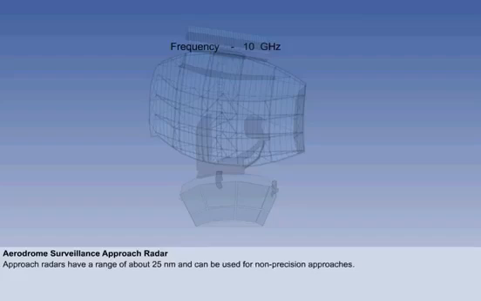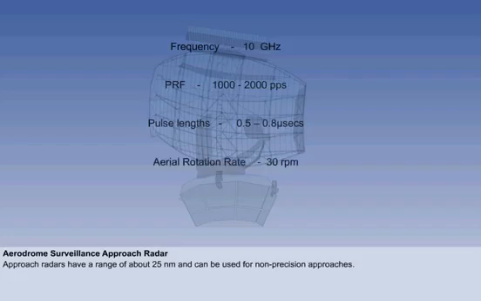The normal frequencies used for these types of radar are around 10 GHz. PRFs are 1 to 2000 pulses per second. Pulse lengths are between 0.5 and 0.8 of a microsecond. Aerial rotation rates are about 30 rpm. They normally give a maximum range of 20 to 30 nautical miles.